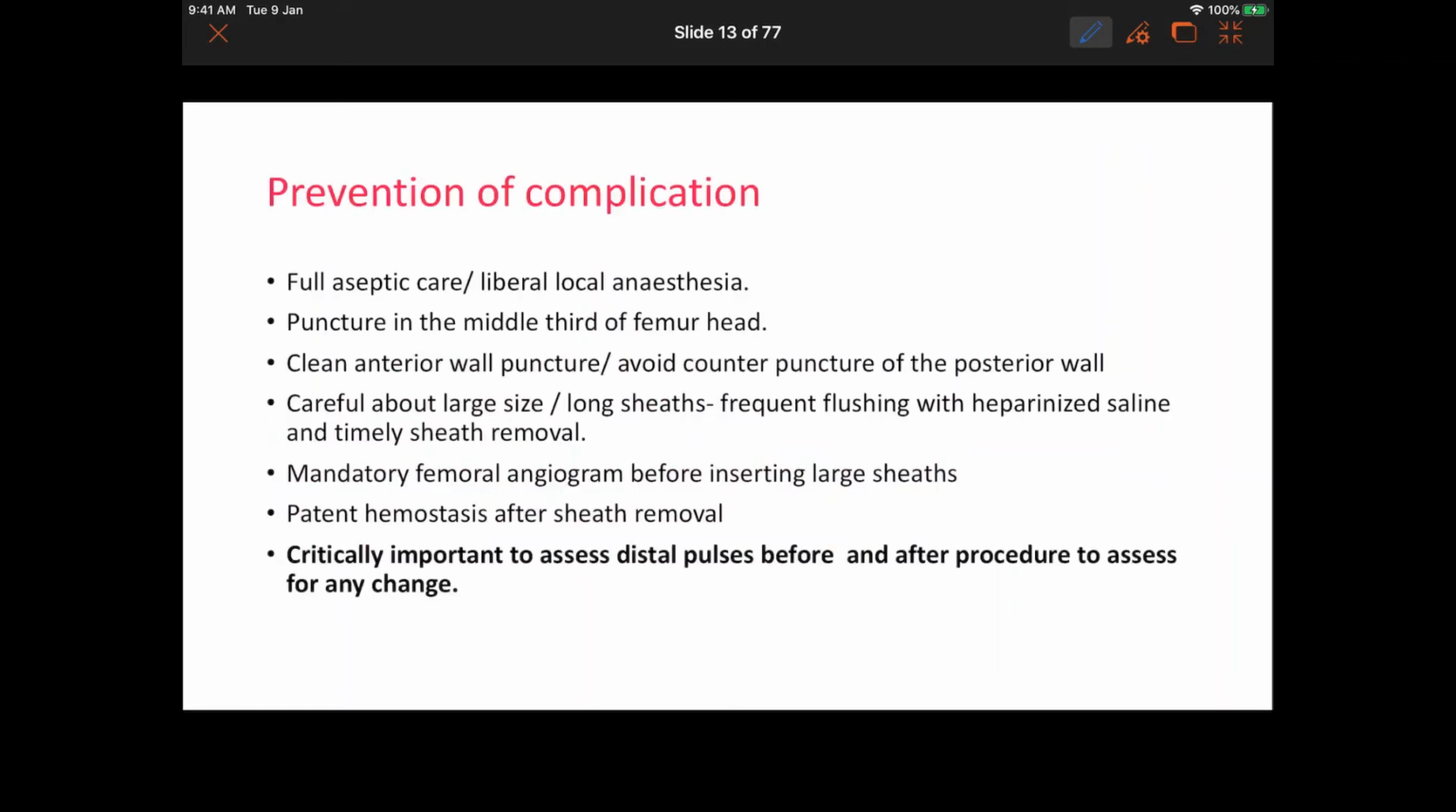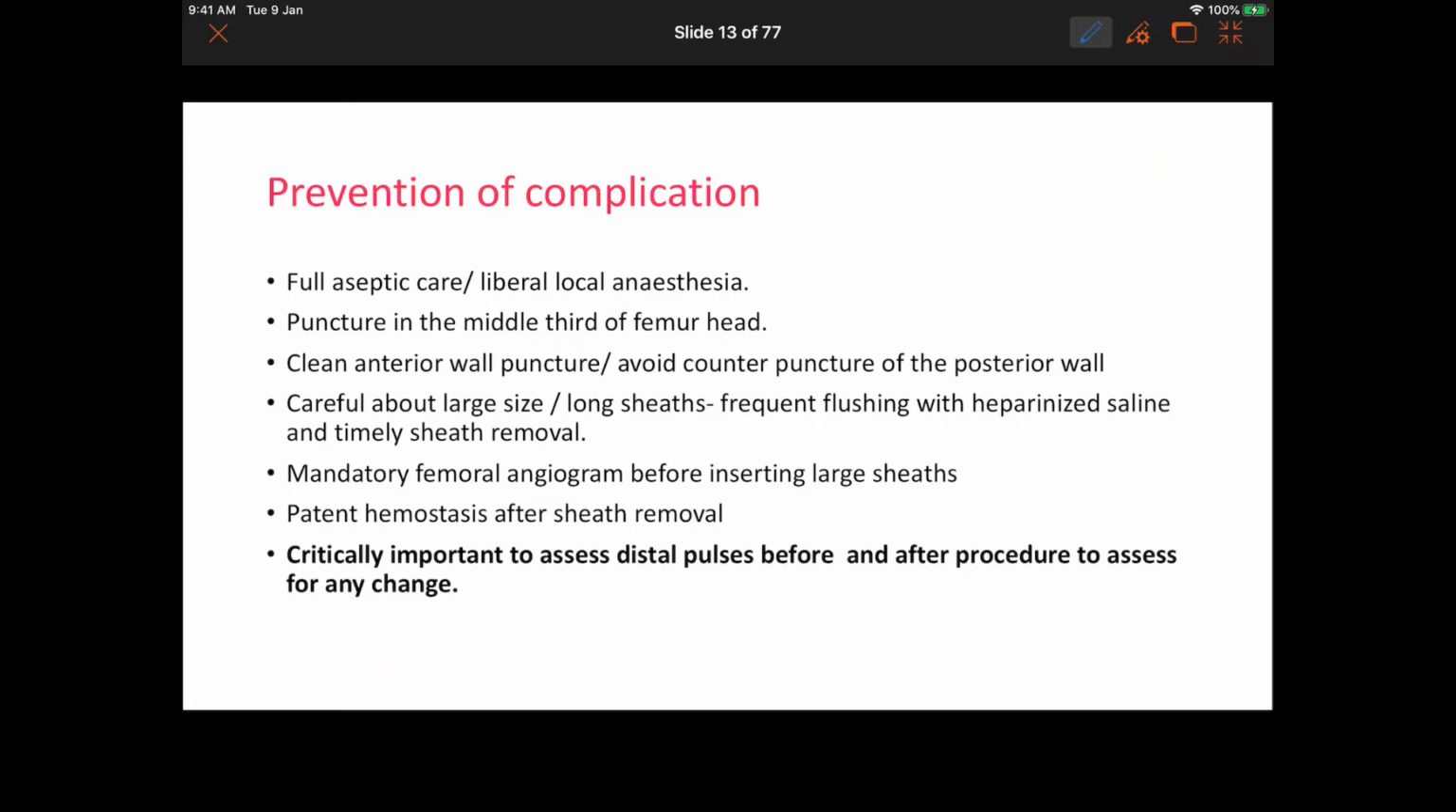So before going to discussing how to manage complications and what these complications are, I would just like to discuss what are the measures that you can take to prevent these complications. Look, femoral complications are very common, but on the other side, it's very true that most of these complications can be prevented if we are careful and we go by a protocol. So first, full aseptic care is important to prevent infection, and liberal local anesthesia.